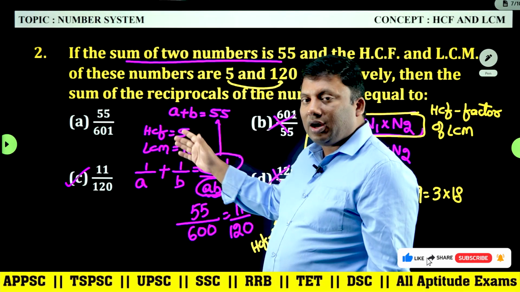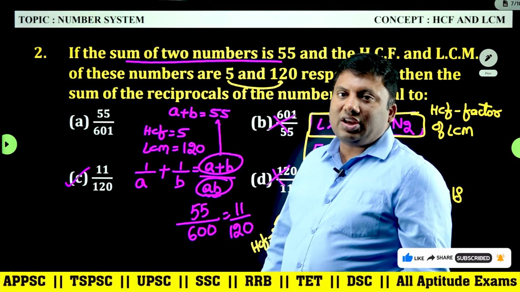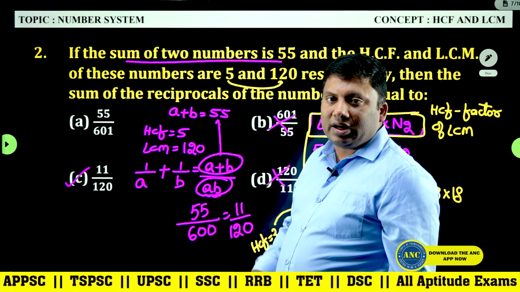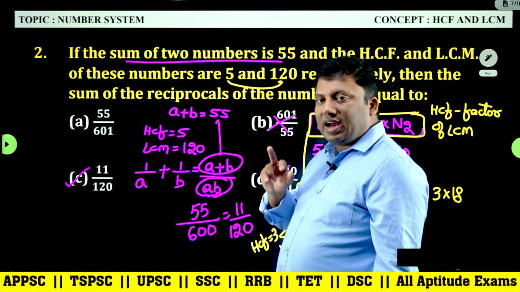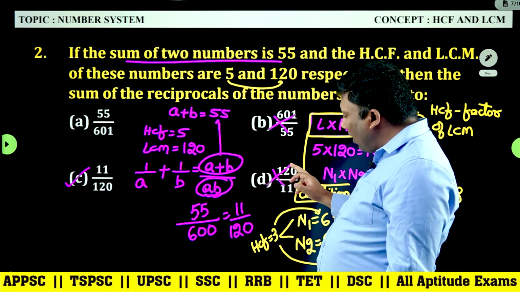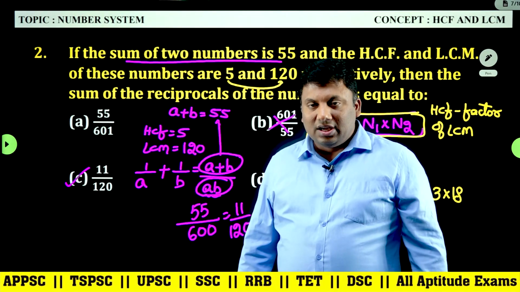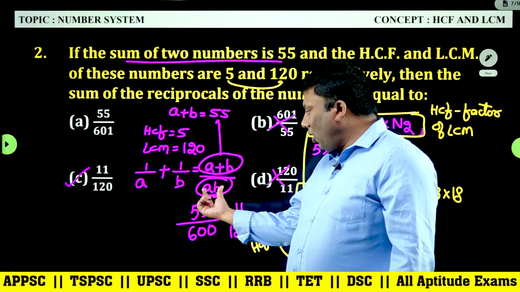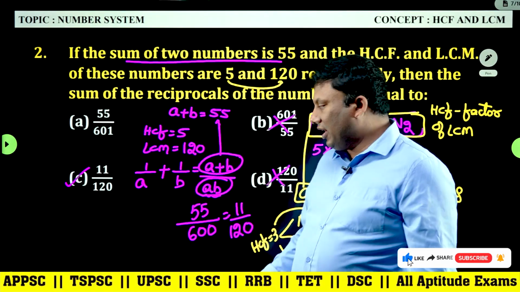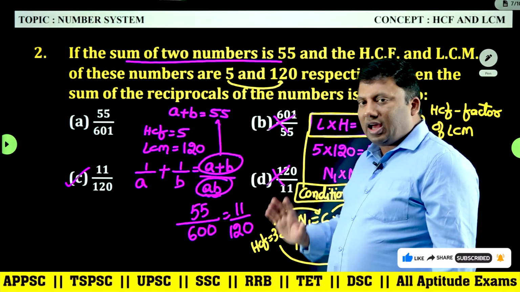Values of A and B are both multiples of 5, because any number can be written as HK1, HK2. That means the numerator is less than the denominator. Option B has numerator greater than denominator. Option D has numerator greater than denominator. Both can be eliminated just by looking at the question. The denominator value should be greater than the numerator value, so B and D are eliminated.